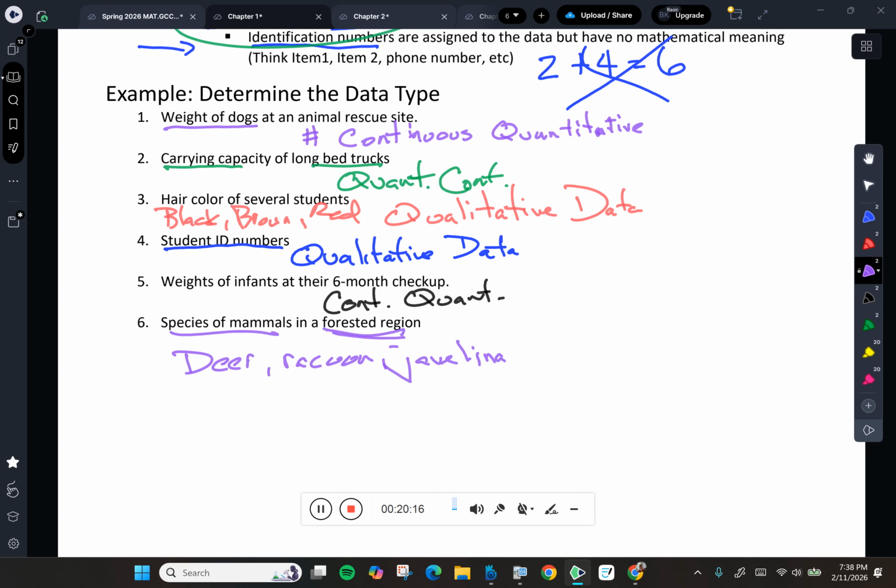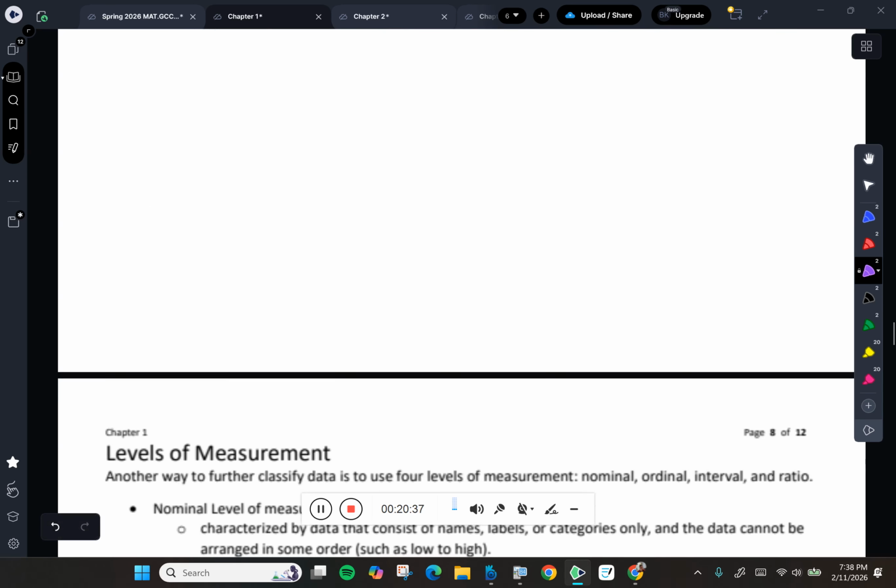Yeah. Words. That's going to be just like number 3, right? It's just a bunch of words. I can't add them together. I can't do anything with them. So we're looking at qualitative data.